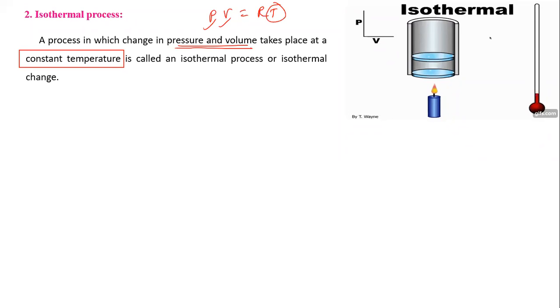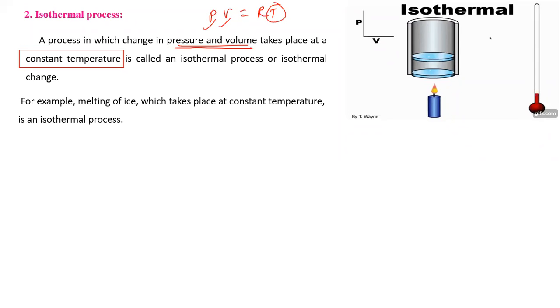For example, melting of ice. You know that at 0 degrees Celsius ice is formed. When ice starts melting, the temperature does not change. It is 0 degrees Celsius only. Ice melts at constant temperature, and that is an isothermal process, melting of ice.